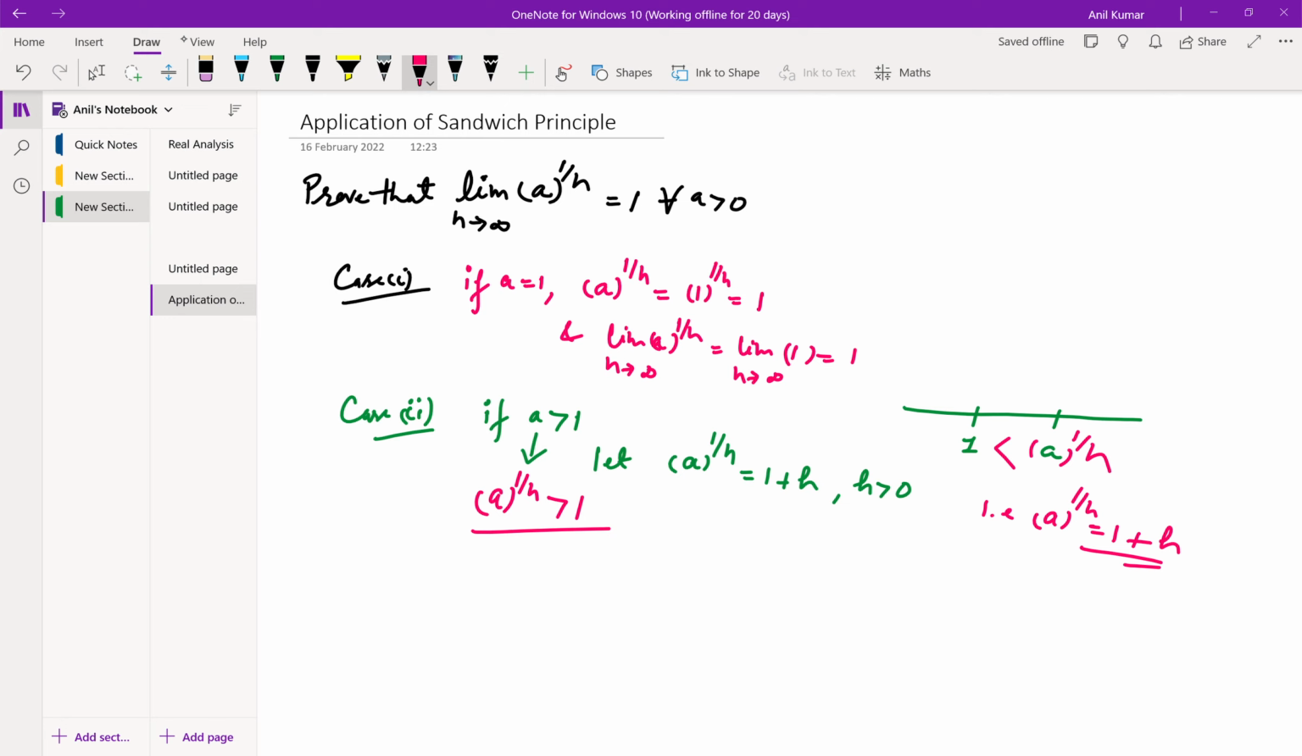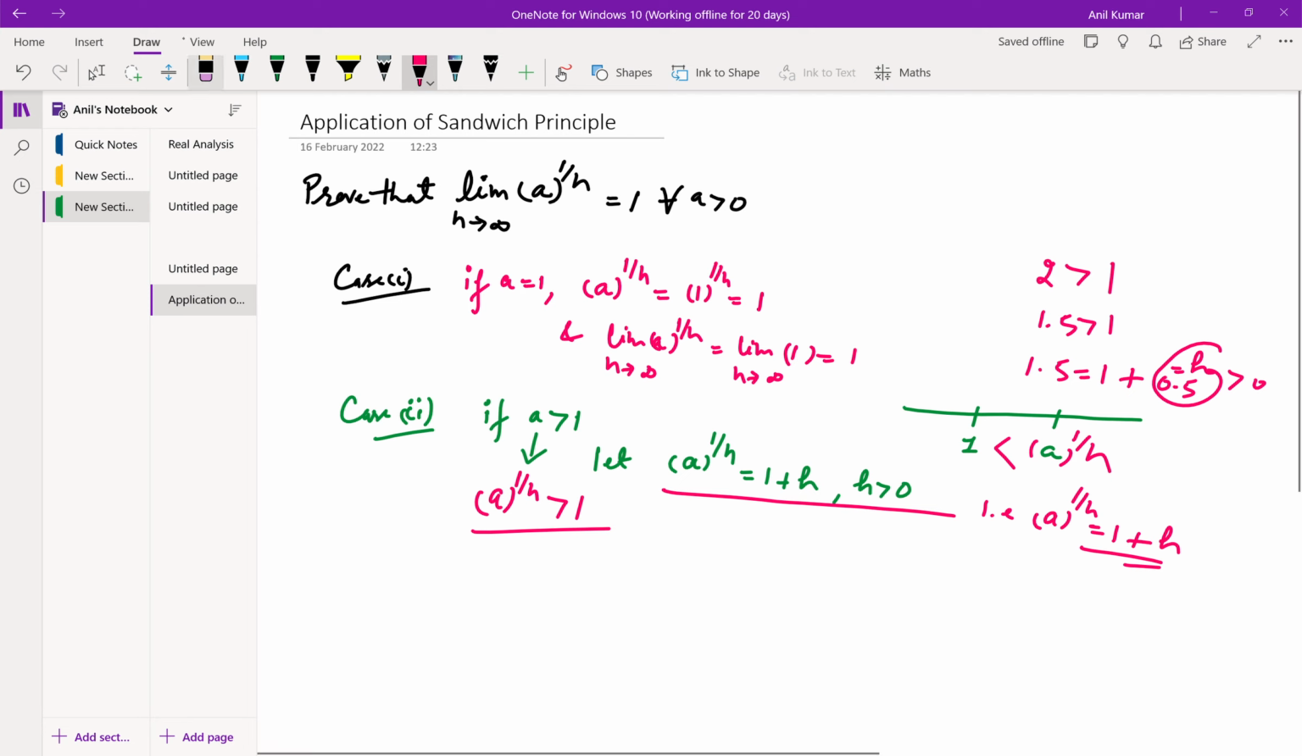Let a raised to the power 1 by n be 1 plus h, where h is some positive number. जैसे आप देख लो 2 is greater than 1, or you can say 1.5 is greater than 1. So we can write 1.5 as 1 plus some number, and that some number is 0.5. इसी को हमने h माना है. So this will be our h, which is greater than 0.